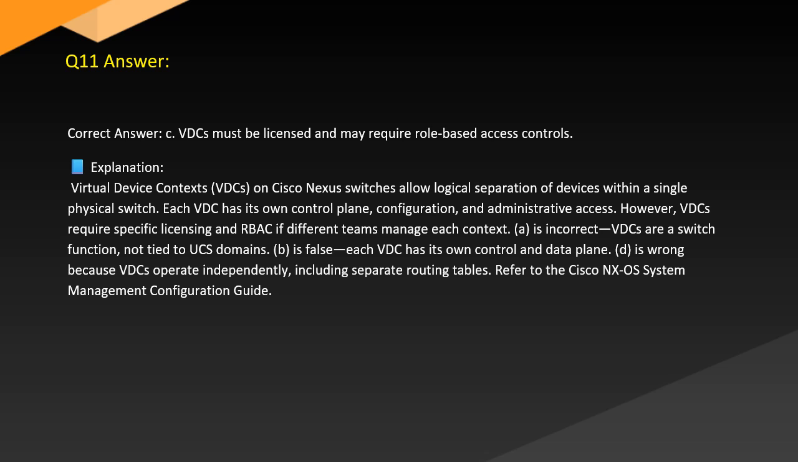Blue Book explanation: Virtual Device Contexts (VDCs) on Cisco Nexus switches allow logical separation of devices within a single physical switch. Each VDC has its own control plane configuration and administrative access. However, VDCs require specific licensing and RBAC if different teams manage each context. A is incorrect. VDC is a switch function not tied to UCS domains. B is false. Each VDC has its own control and data plane. D is wrong because VDCs operate independently, including separate routing tables. Refer to the Cisco NX-OS System Management Configuration Guide.